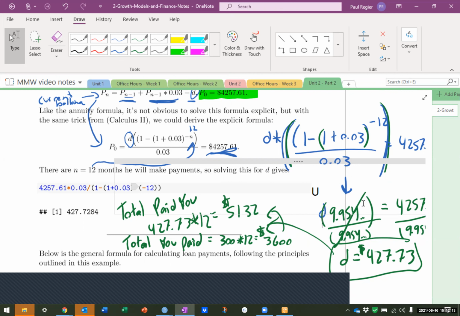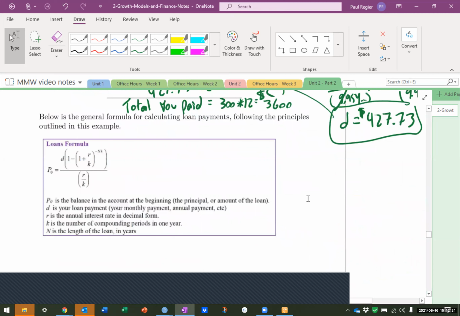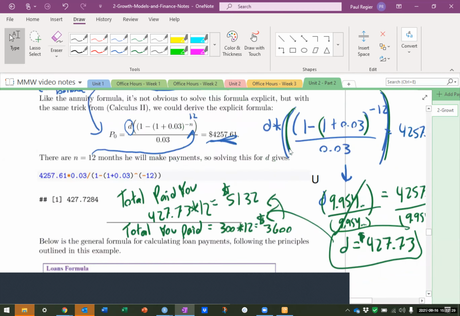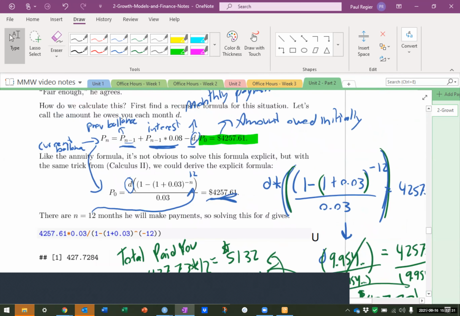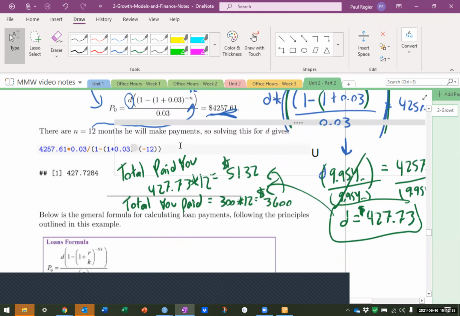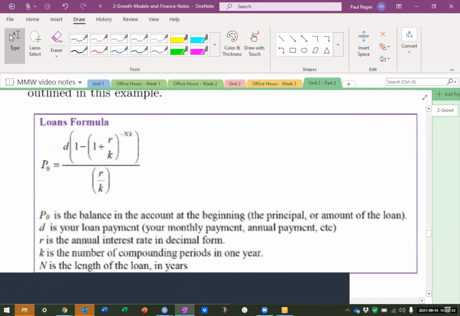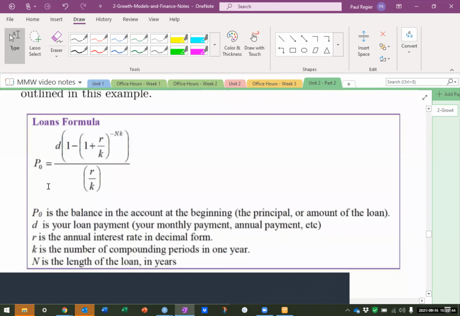And it's a pretty profound thing, the effect of interest over time, whether you're taking a loan or making an annuity. So I am going to show you the general formula, and we're going to do 2 more examples of this. In this example, to make it easier, we had a monthly interest rate, which led to an annual interest rate of 0.36. So the general formula is going to look like this.